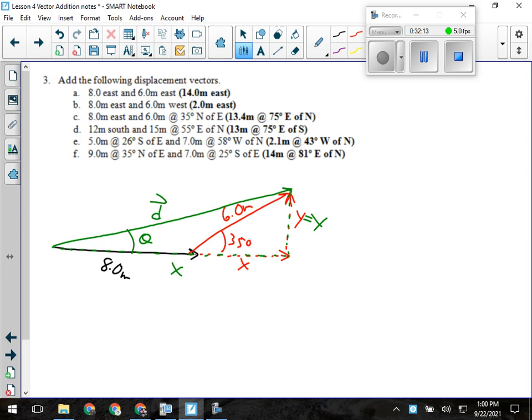You could obviously still draw it up here if you wanted to. Okay? That's entirely up to you.